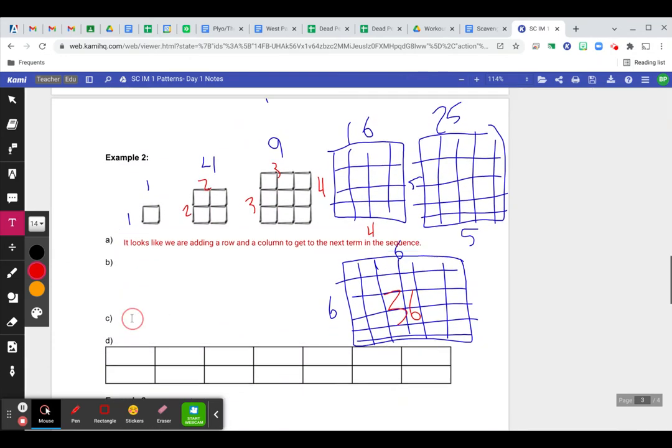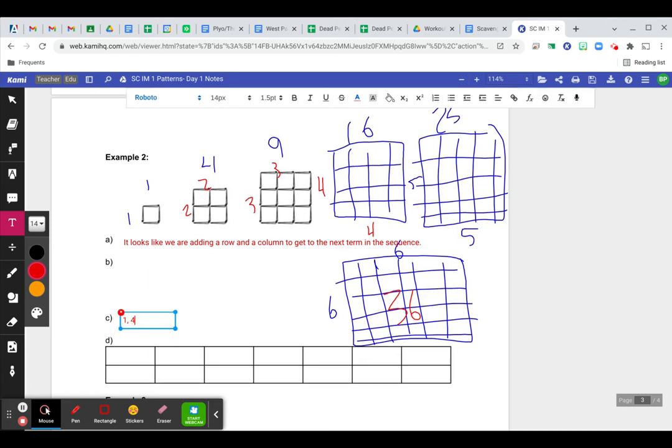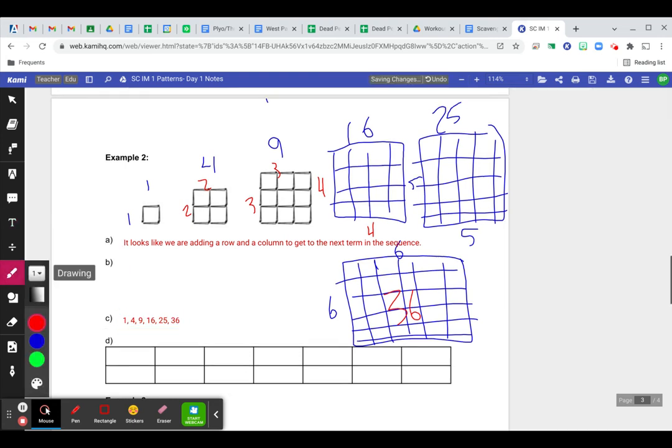So our numerical sequence here is going to be 1, 4, 9, 16. It's just going to be the total number of squares, right? 25 and 36. So that's our numerical sequence. Now, if we're going to throw this down into a table, we have our first term, our second term, our third term, our fourth term, our fifth term, our sixth term, our seventh term, etc.